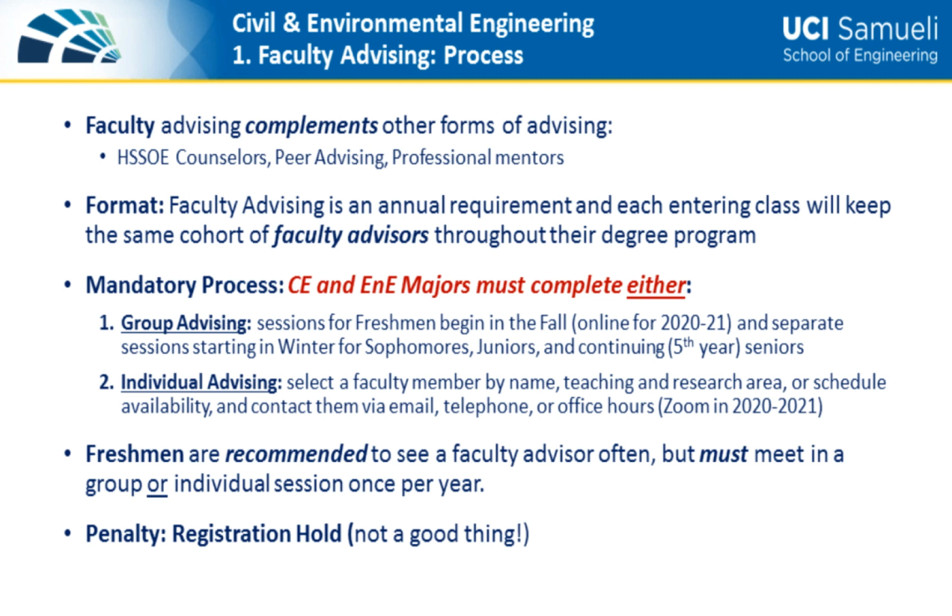What is the process of faculty advising? Faculty advising complements other forms of advising, including that provided by School of Engineering counselors, peer advising, and by professional mentors. The key difference, faculty advising is done by faculty members. It's not the same as teaching in your courses. It's separate appointments to discuss a variety of issues directly with a faculty member.